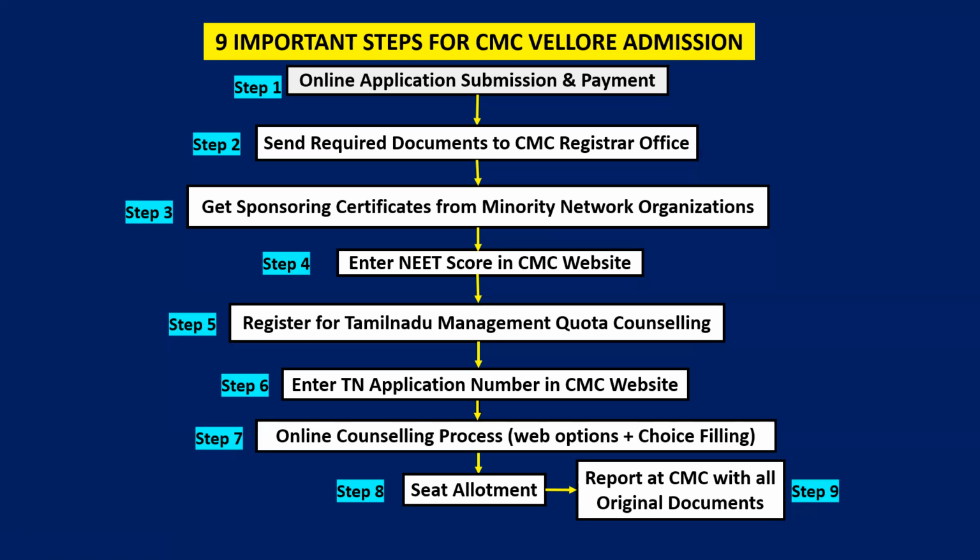Next, step 8. Seat allotment. After you complete the web options and choice filling, based on the merit list only, you will get the seat allotment for the MBBS course. After you get the seat allotment, you have to report at CMC Vellore with all original documents. This is the final step, the 9th step. With this, our admission process will be finished. Now I will explain these 9 steps in detail, step by step.